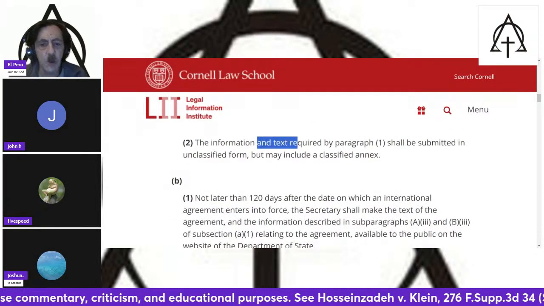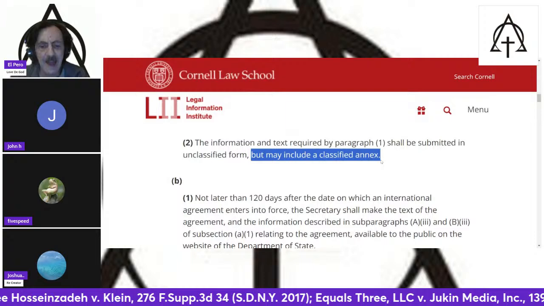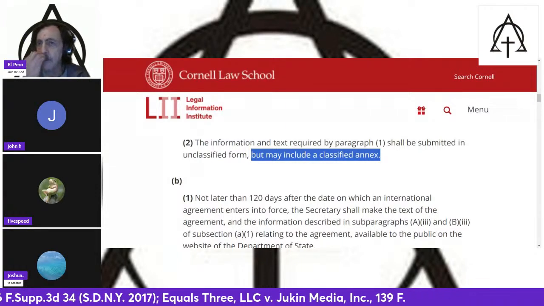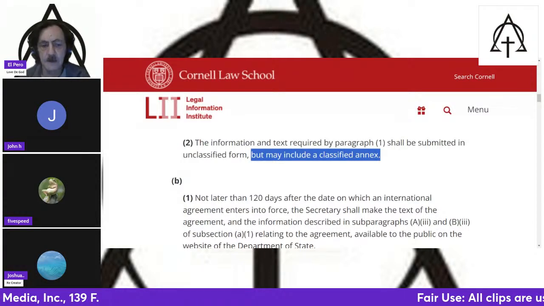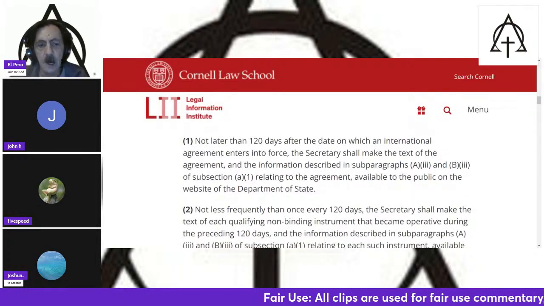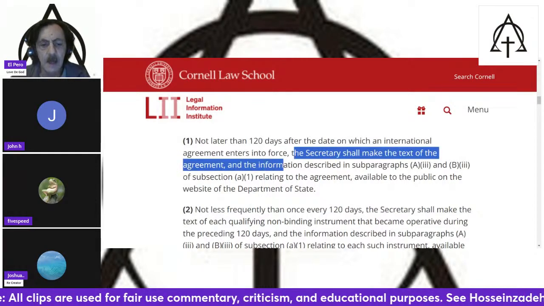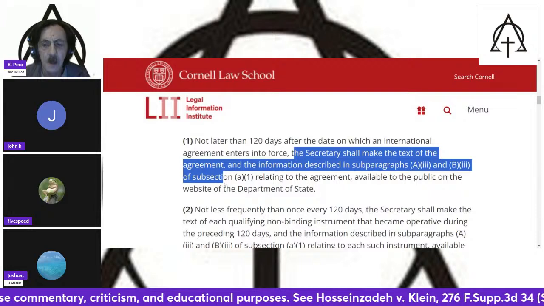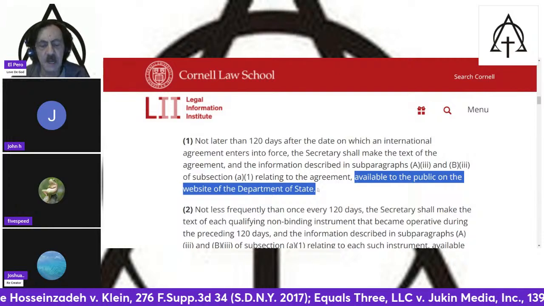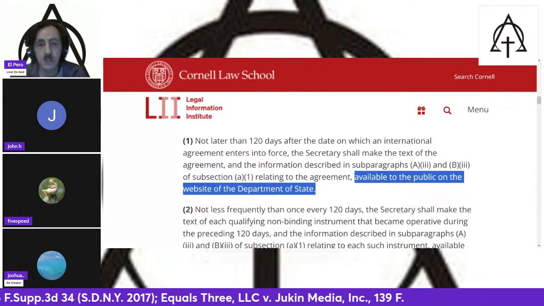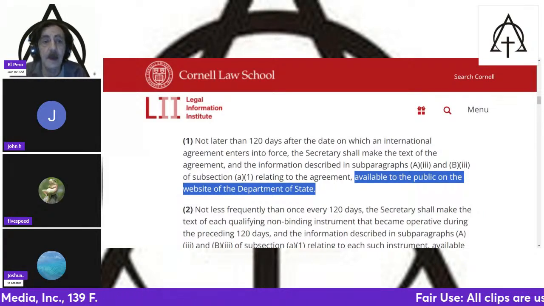Says the information in text required by paragraph 1 shall be submitted in unclassified form, but may include a classified annex. And that birth certificate and your indemnification agreement are those things. One's going to be unclassified, but the birth certificate itself is going to be classified. Not later than 120 days after the date on which an international agreement enters into force, the Secretary shall make the text of the agreement and the information described in subparagraphs A3 and B3 of subsection A1 relating to the agreement available to the public on the website of the Department of State. And that's going to be the public information available to assure the rest of the public that this diplomat is peaceful and non-combatant, inhabitant, native.